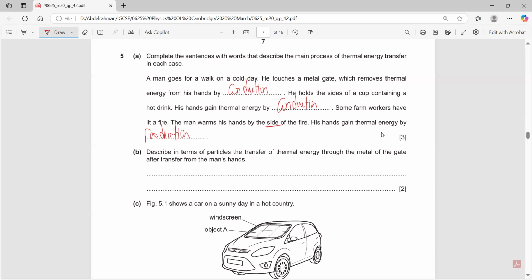Described in terms of particles, how is thermal energy transferred through the metal of the gate from the man's hand? Basically inside the gate through the particles. How does the energy get transferred? By free moving electrons and lattice vibration of molecules. You can say both.